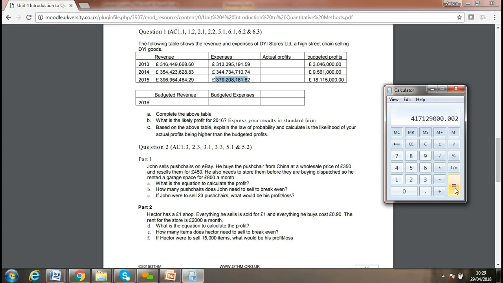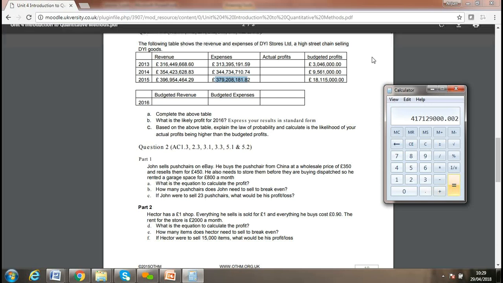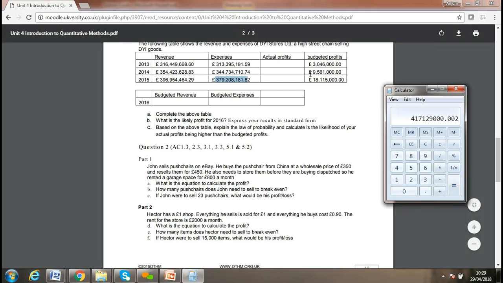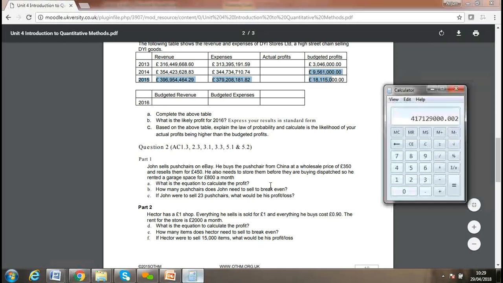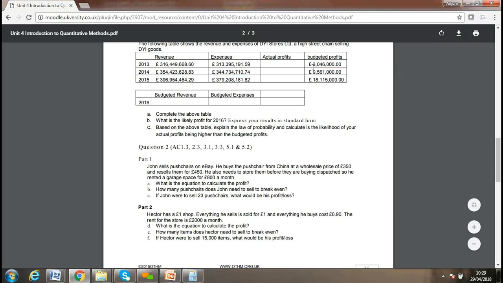Okay, so now we're looking at the actual profit. We already calculated the actual profit. So if you look at the budgeted profit, can we exactly do the trend as well? So how will we do this, this minus this or this minus this? The difference between these two figures gives me a percentage, and the difference between these two gives me a percentage, and that gives me the trend.